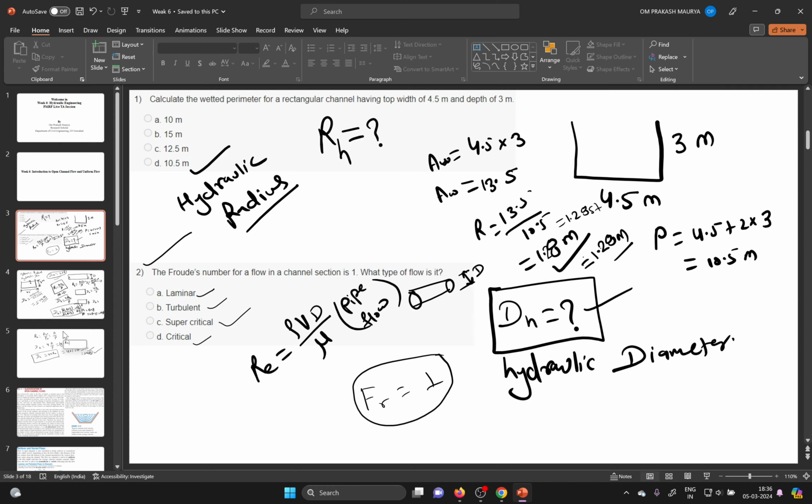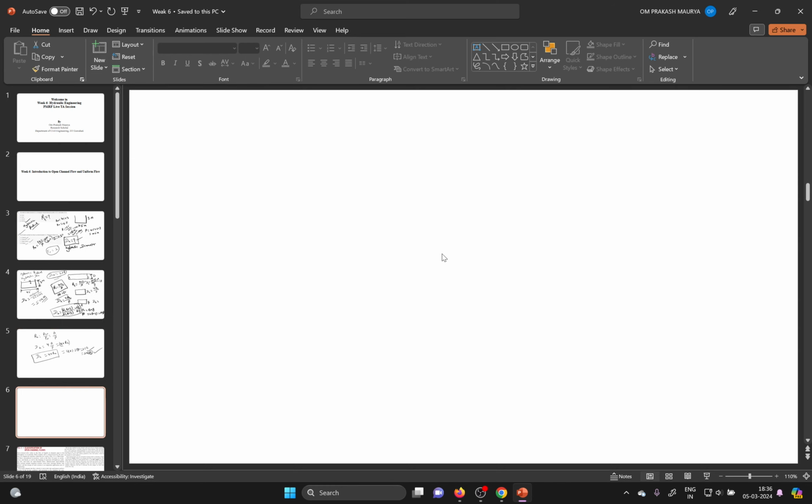Okay, now I want to discuss a little bit more. Fr is nothing but the ratio, actually Fr square is equal to inertial force divided by gravity force. So what is inertial force? In the previous class I discussed, this force is due to the mass flow rate, how much mass is flowing in the channel. So inertial force depends on that, and gravity force depends on the weight of the fluid.